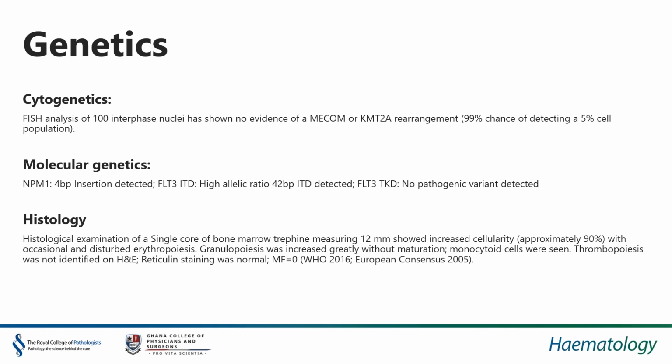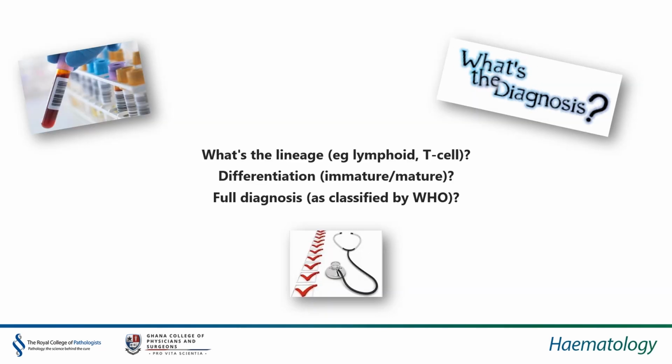So when we're defining cases, we say, what's the lineage of the cell? Is it lymphoid? Is it T cell? Is it B cell? Is it myeloid? And the lineage is certainly myeloid, and it's going down the monocytic lineage. Is it mature or immature? Well, we know that they're lacking CD45, although they don't have the immaturity markers of CD34, CD117. We know that these cases of NPM1 mutated AML quite commonly lack CD34 and CD117. So the full diagnosis by the WHO would be an acute myeloid leukemia with NPM1 mutation.